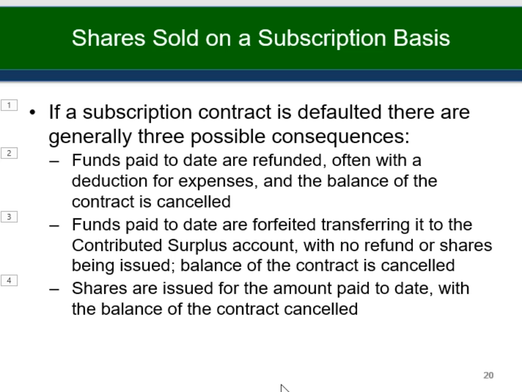If they default, there are a few different possible consequences. Funds paid to date could be refunded, so we would just undo the transactions that we've recorded before, with a deduction for fees and transaction costs, and the balance of the contract would be cancelled. There would be no new shares issued. Or the funds paid to date could be forfeited, transferring them to the contributed surplus account, which basically means that what they've paid already gets given to the other shareholders, and there's no refund or shares being issued, and the contract is cancelled. Or shares could be issued for the amount paid with the balance of the contract cancelled. So if you paid 50%, you get 50% of your subscription number of shares.